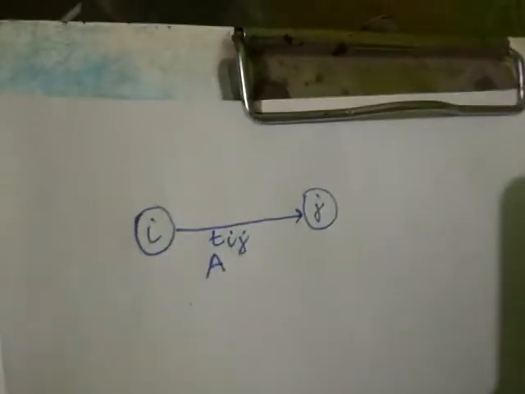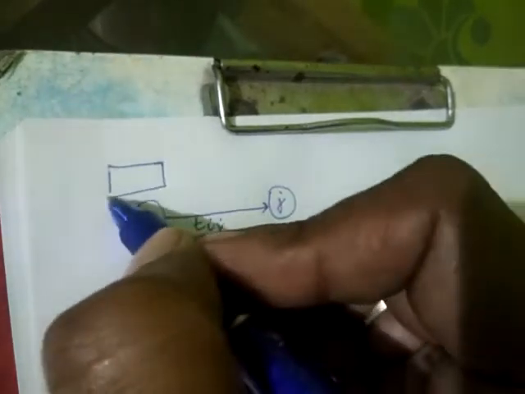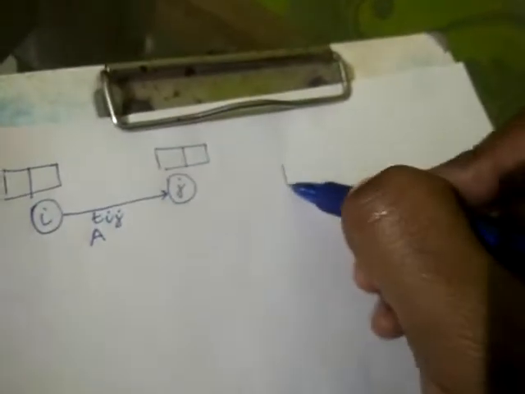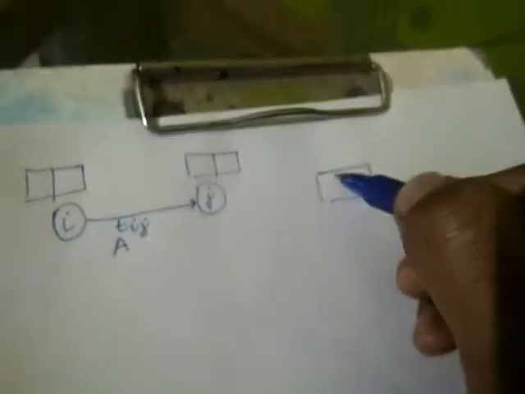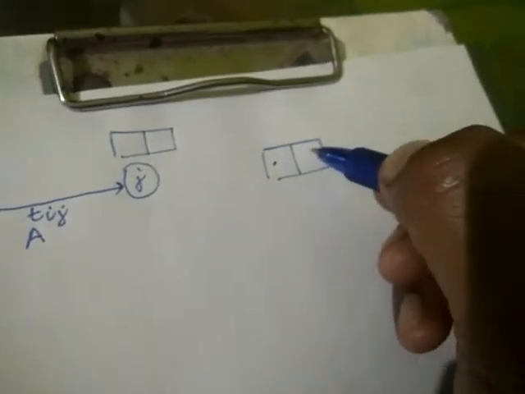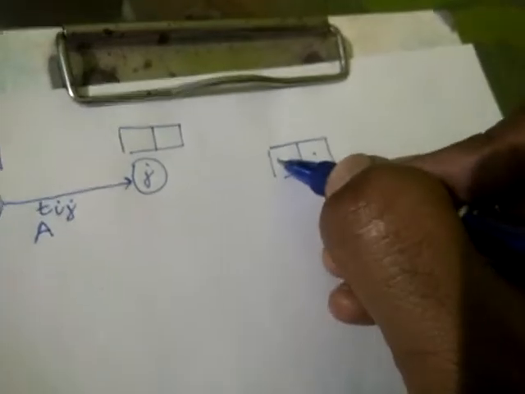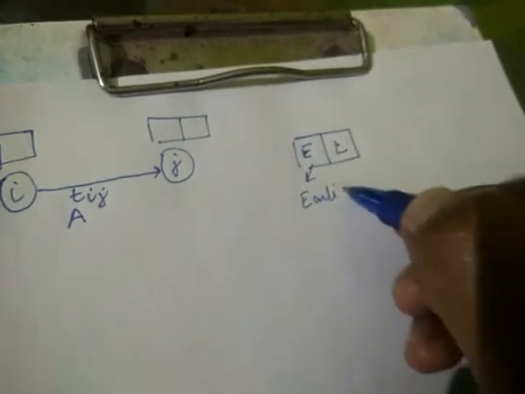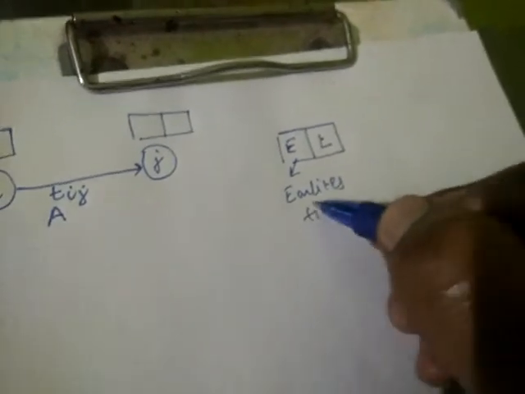Now above each event we are going to write such types of boxes. Why? Because in the first box there will be the earliest time and in the second box there will be the latest time. Here it will be the earliest time, and here it is the latest time.